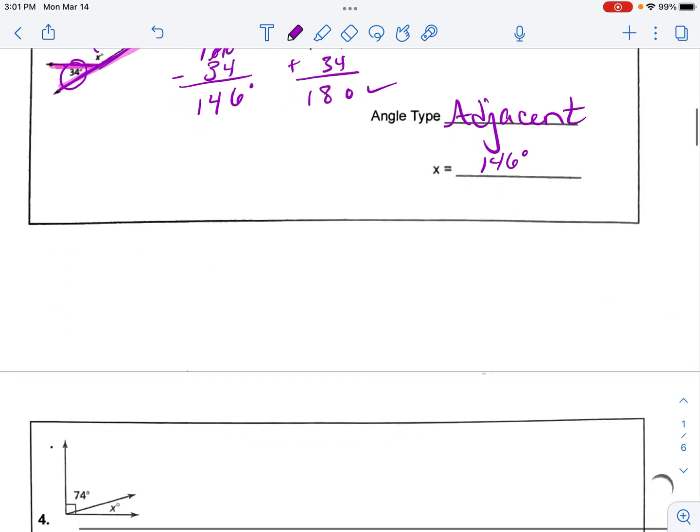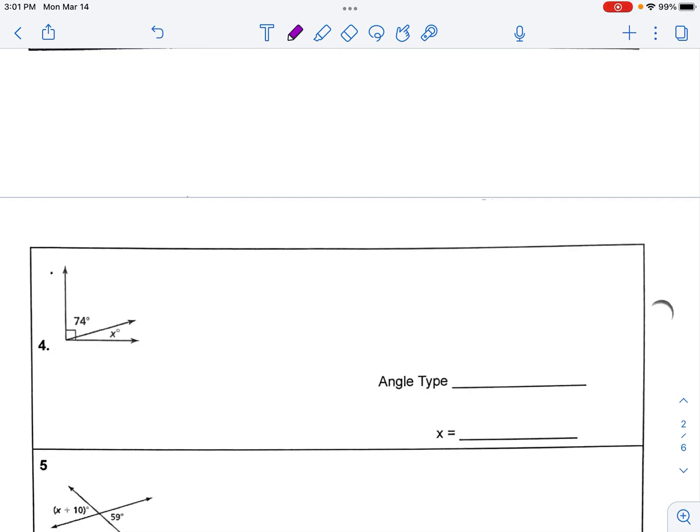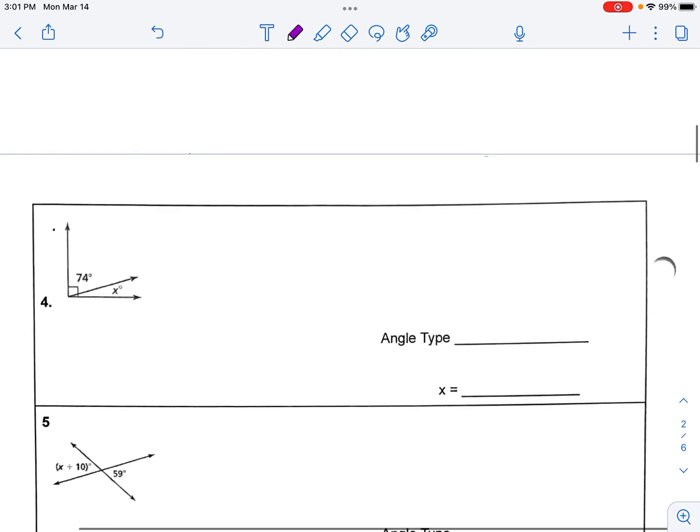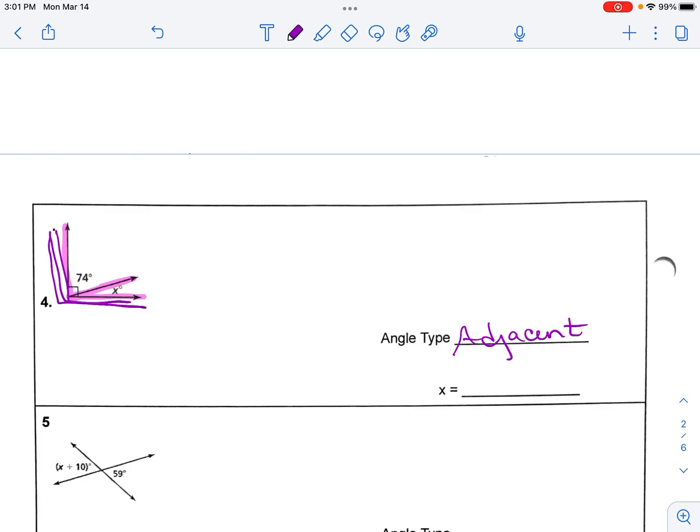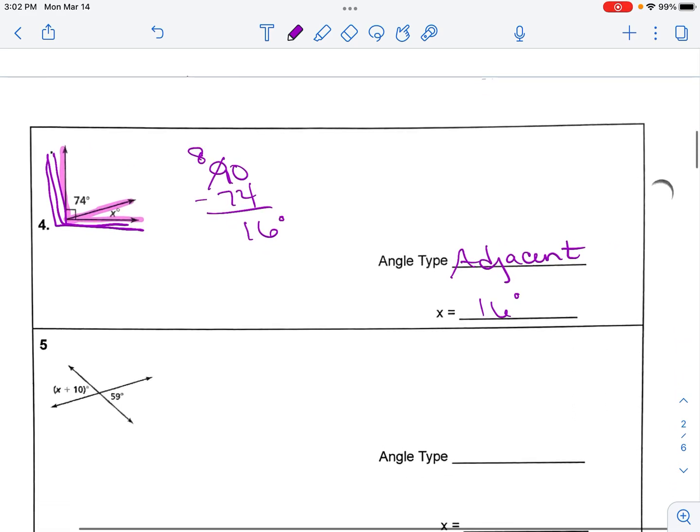Okay. On the back, we're under the same set of directions. This angle type, okay, again, this one and this one, they share a common side. So it is adjacent again. Although this time, this is a right angle, so the two measures have to equal 90 degrees. So when I subtract the angle given and show my work, I'm going to get that x is 16 degrees.